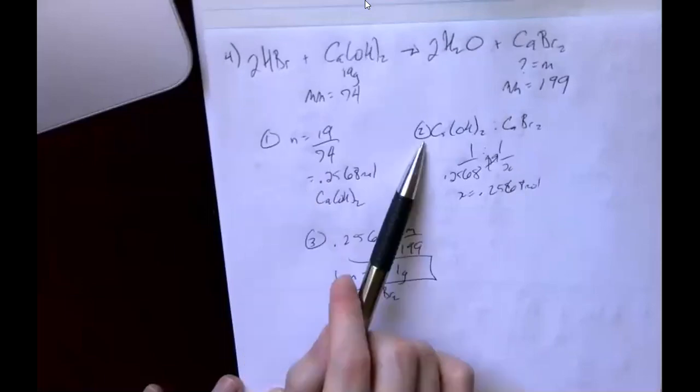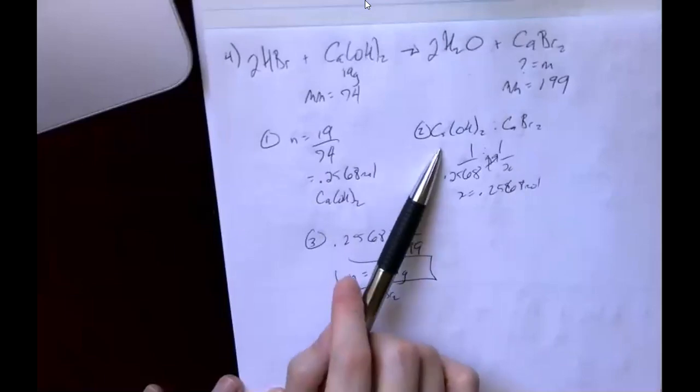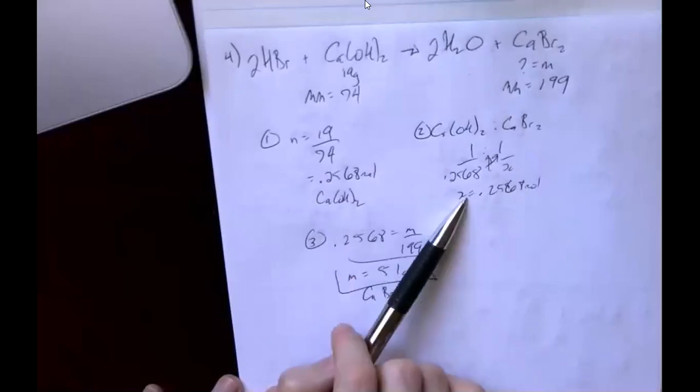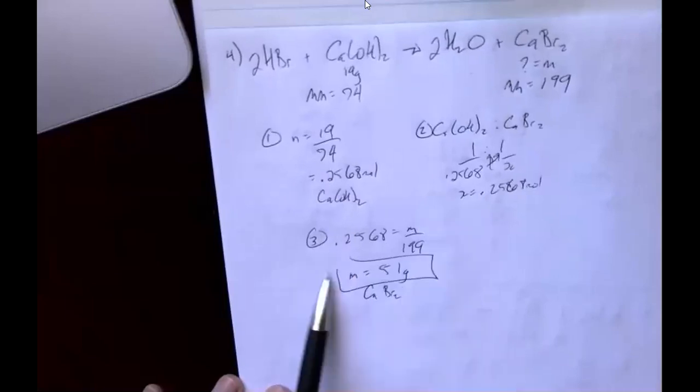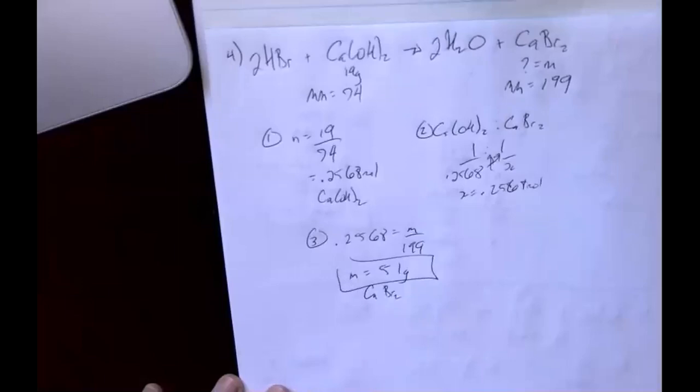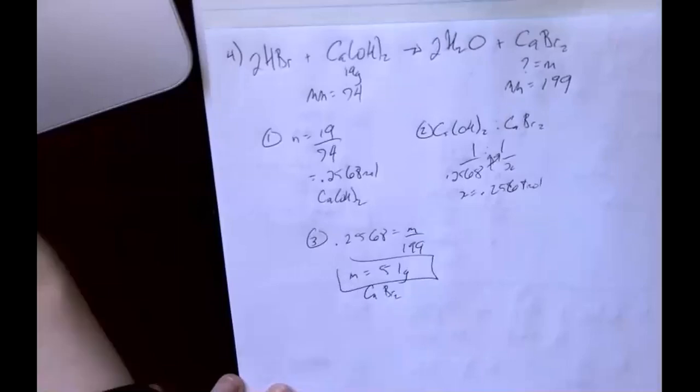Then I do my mole ratio. It's a 1-to-1 ratio between calcium hydroxide and calcium bromide, which means that I have 0.2568 moles of calcium bromide as well. So I plug that into the moles equals mass over molar mass formula again to solve for 51 grams of my salt. Okay, so that is it for the gravimetric stoichiometry.